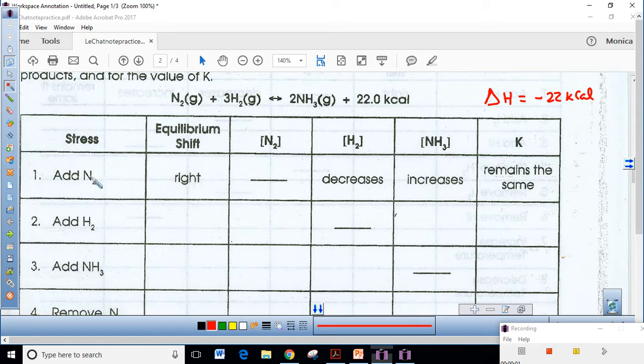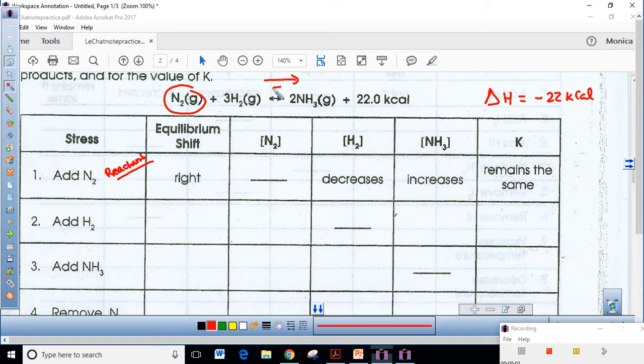All right, so this is how this little worksheet's set up. It says we are going to add N2. Well, N2 in our reaction here is a reactant. And we're increasing a reactant. So if you increase the reactant, the equilibrium is like, oh no, I can't have that much N2 in this container. Because remember, all these are in the container at the same time. I need to make that N2 go away. Well, the only way you can make the N2 go away is to react some of it with hydrogen and make more ammonia. So we're going to see the equilibrium shift.